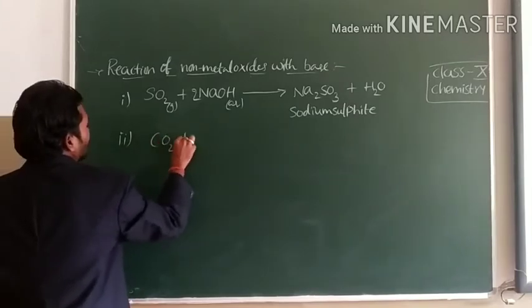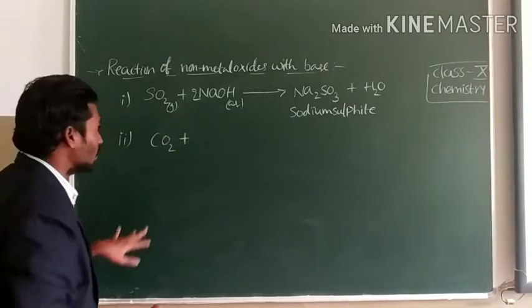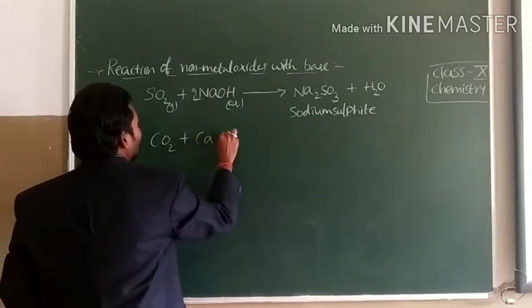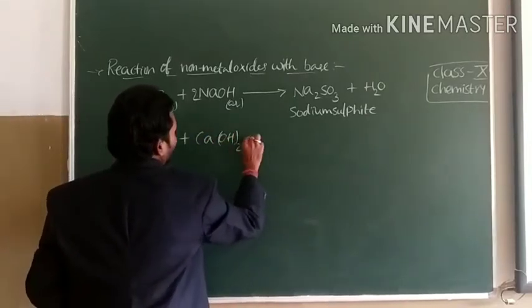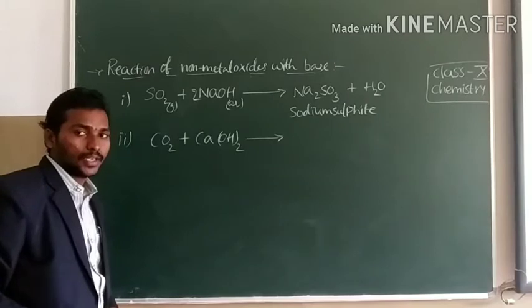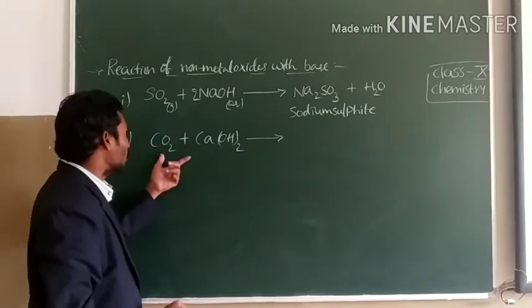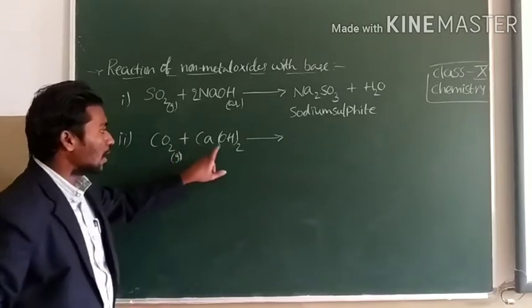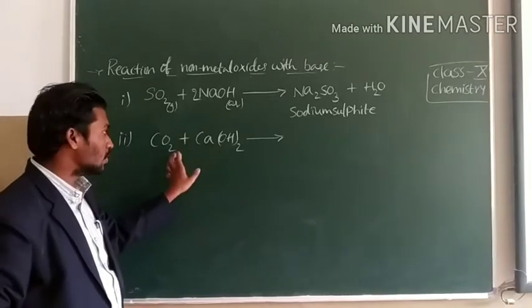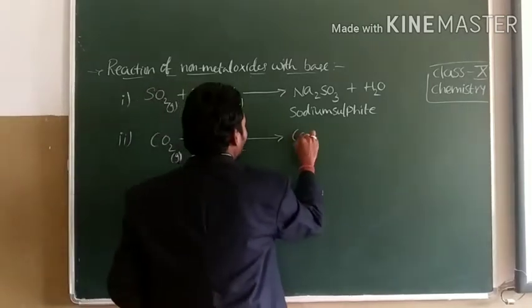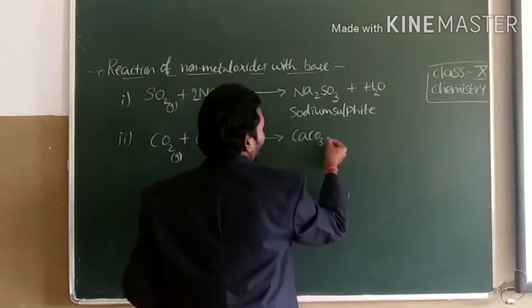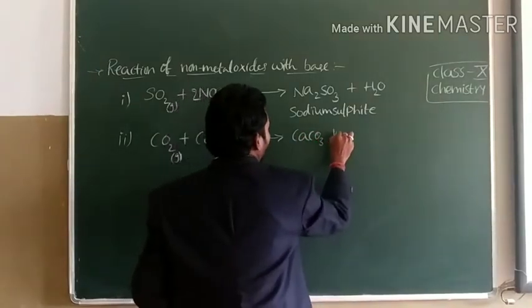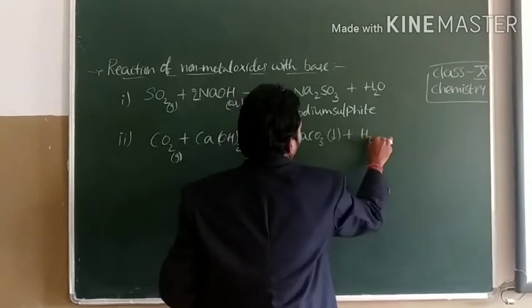Carbon dioxide. Reaction between carbon dioxide and a base, such as lime water or calcium hydroxide. When carbon dioxide gas passes over the lime water or calcium hydroxide, it forms calcium carbonate. We know that, children, calcium carbonate is a salt or precipitate, plus water.